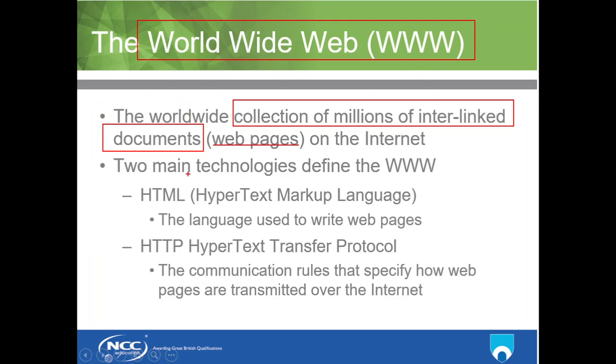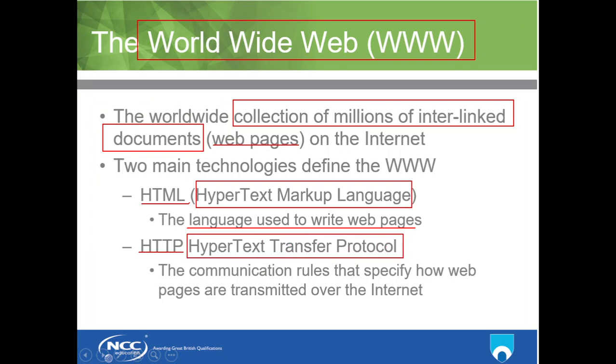Now, we have two main technologies that support WWW. The first one is called HTML. HTML is the language that is used to write web pages. In full, HTML is hypertext markup language. On the other hand, we have HTTP. HTTP is hypertext transfer protocol. And as you might have guessed, HTTP enables the transfer of web pages over the internet. So these are communication rules that specify how web pages are transmitted over the internet. So that is what we call HTTP.